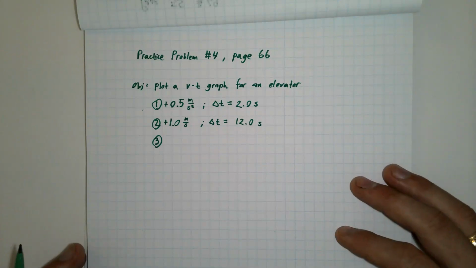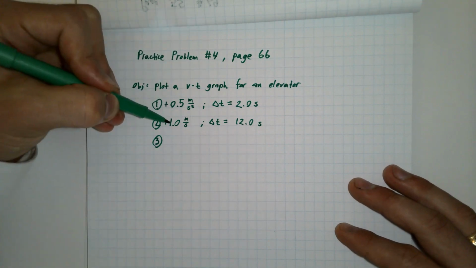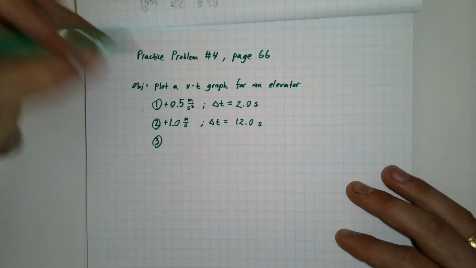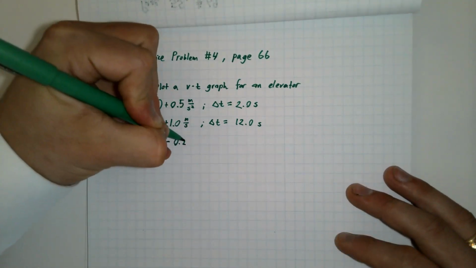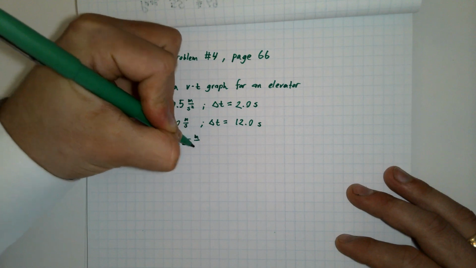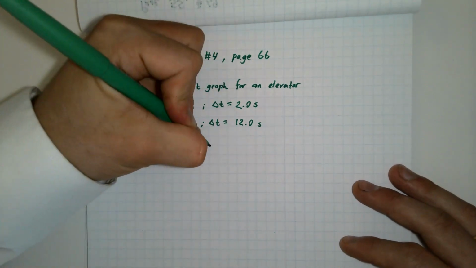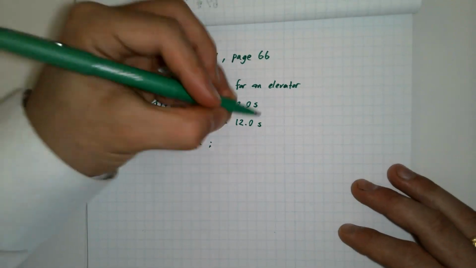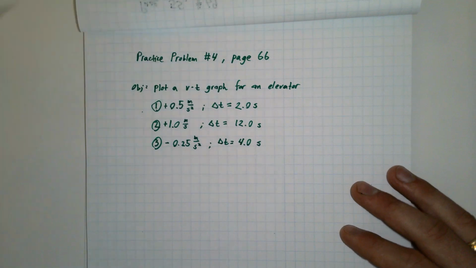Then finally, once it gets near its final location, right? Here it's starting to move. Here it's moving at a constant velocity. Then it must slow down in order to stop at the floor it needs to stop at. Then it slows down at a rate of 0.25 meters per second squared. It accomplishes that negative acceleration over a period of 4.0 seconds.